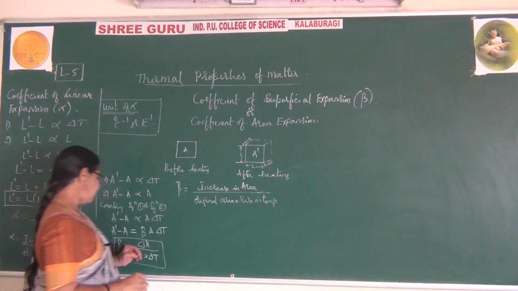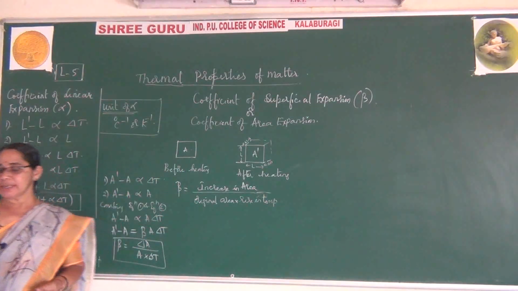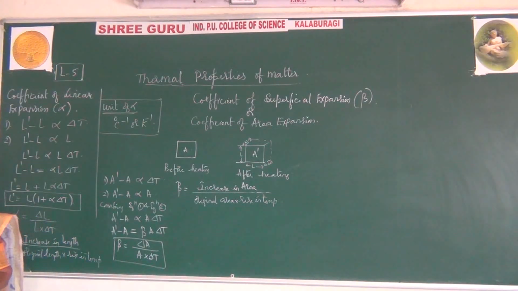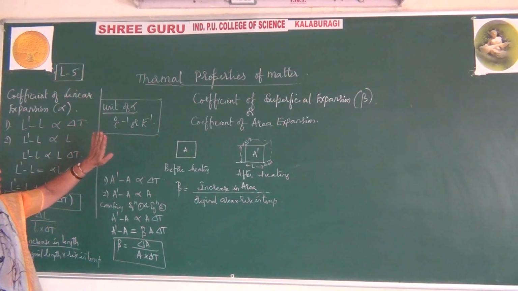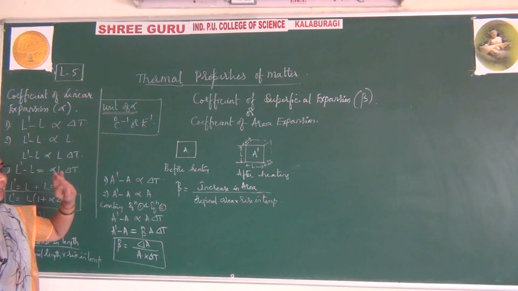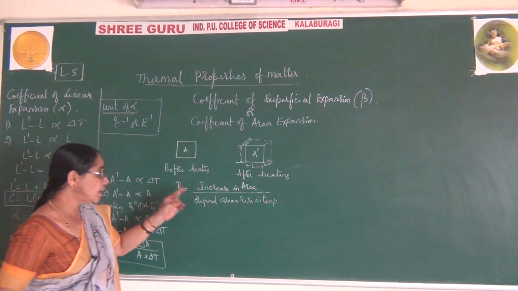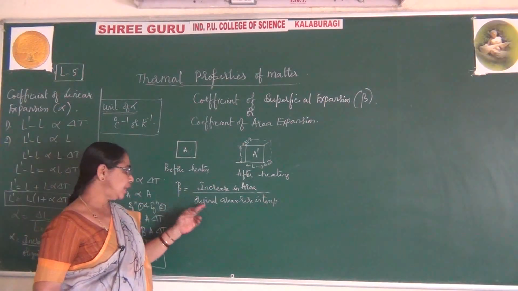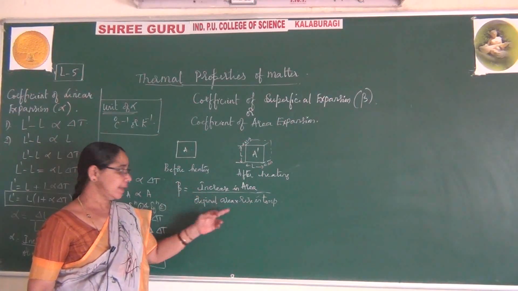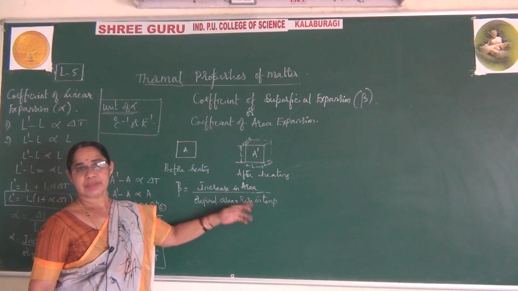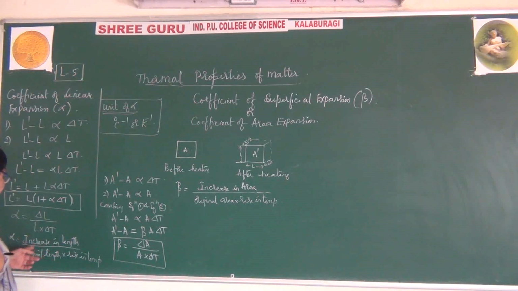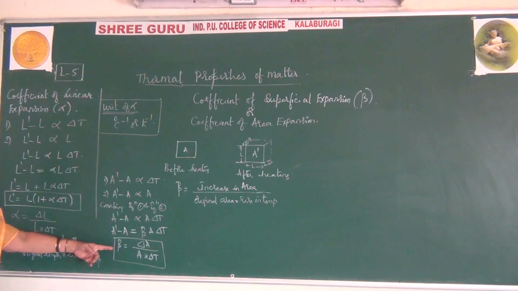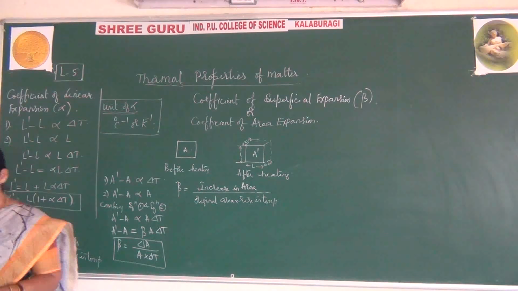Right? So this is the one formula we have written in words. Now I can define the coefficient of superficial expansion. It can be defined as the ratio of the increase in area per unit original area per degree rise in temperature. This is the statement for beta. So this is the formula for beta, right? This is the expression for the coefficient of superficial expansion.